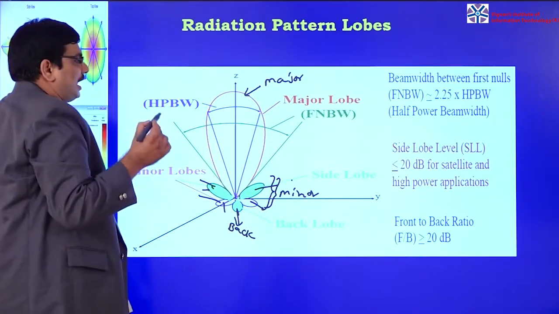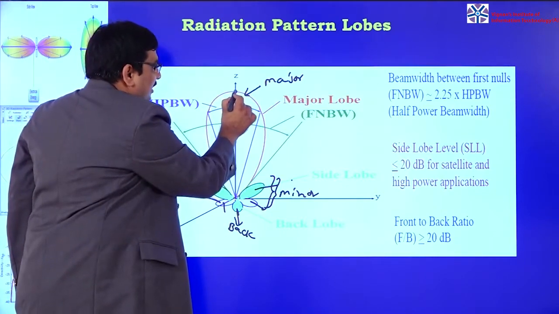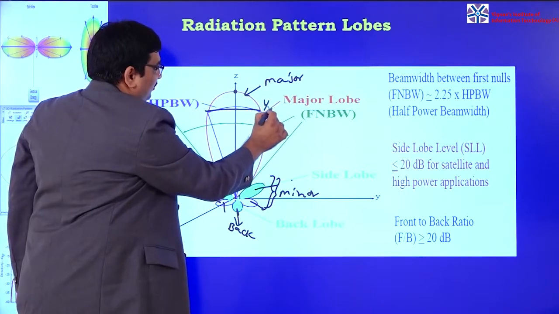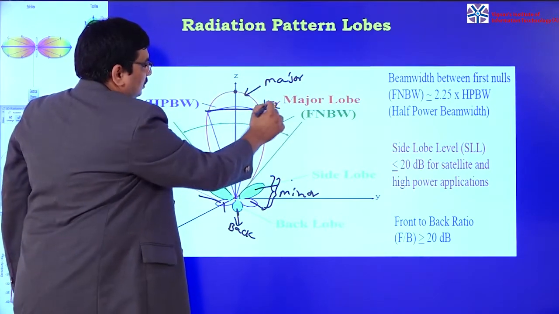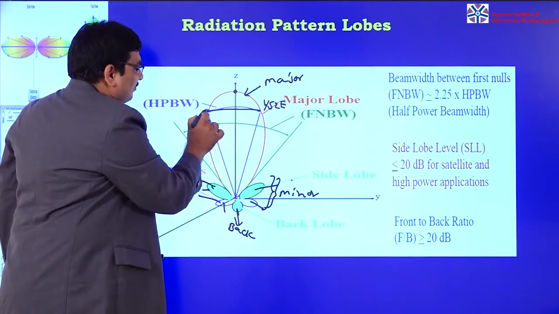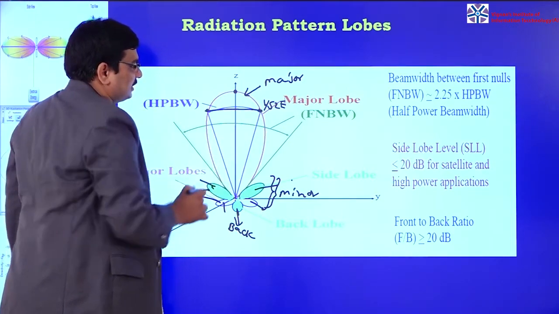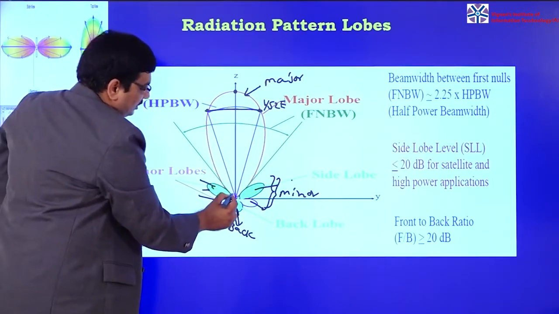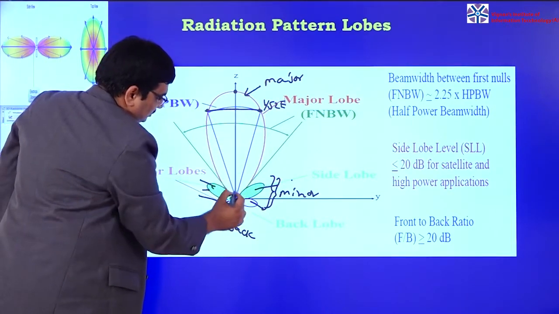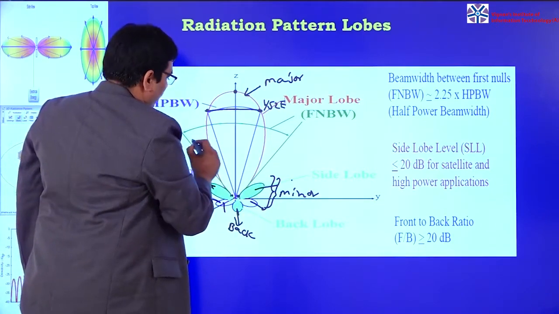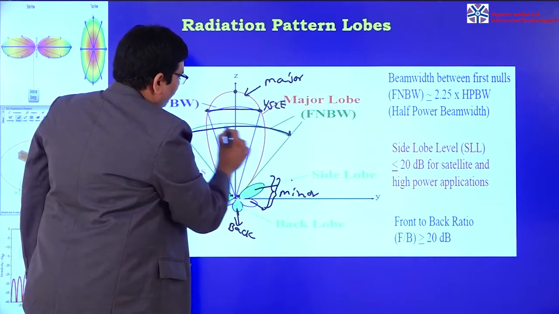So if you draw a line from the maximum radiation to half, that means 1 by root 2 of your total signal, then it is called a half power beam width. That is the angular difference between these 2 points. If you draw a line from the null of the first side from the major beam on the left side and right side, then it is called a first null beam width.